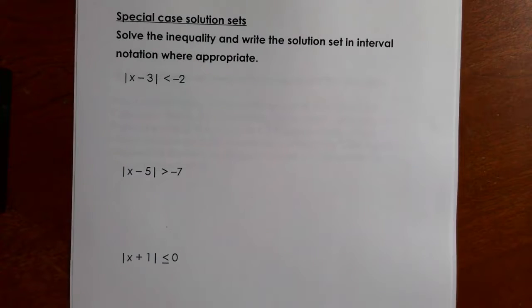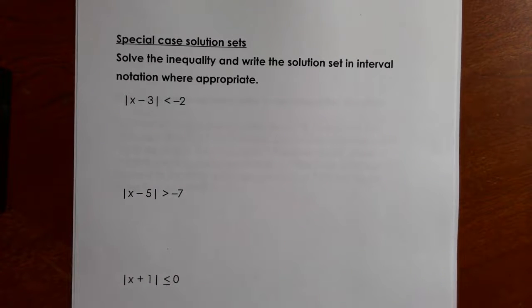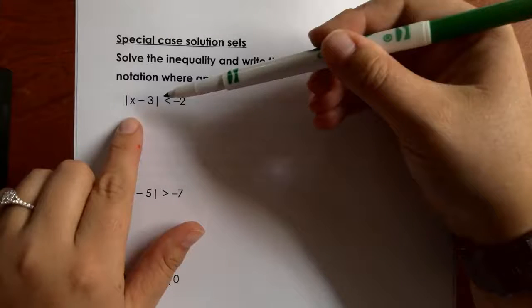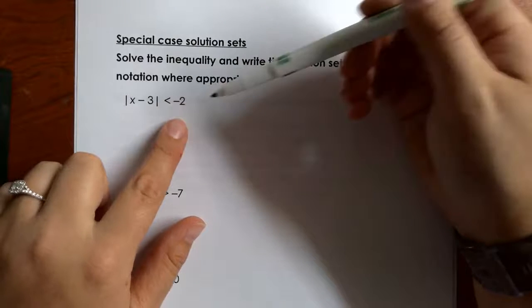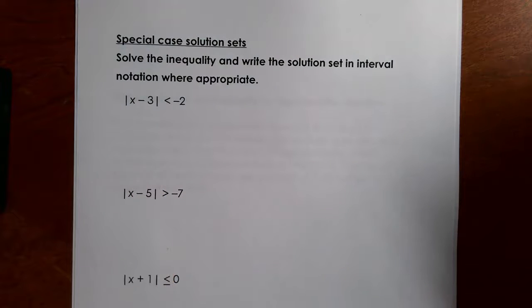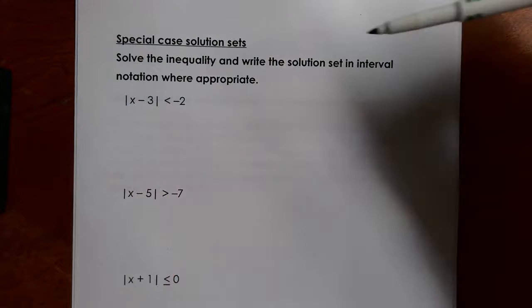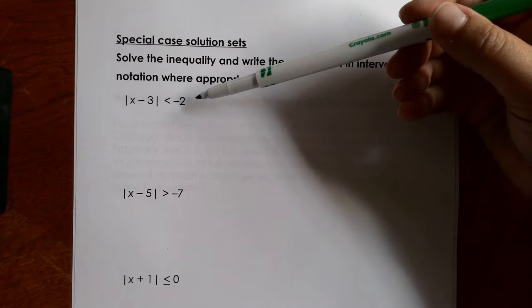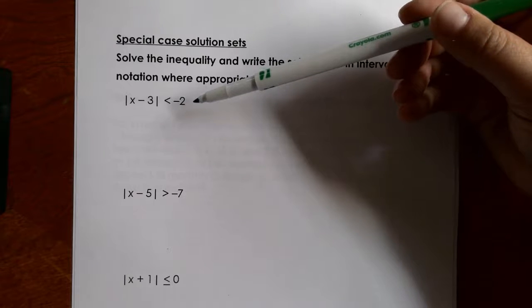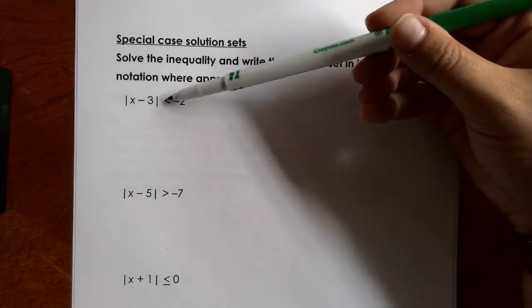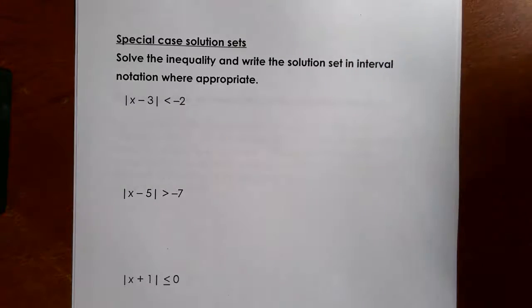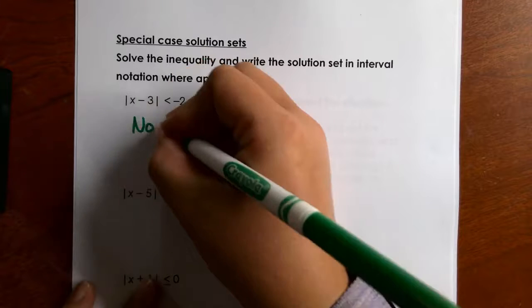There are some special case solutions. We'll solve the inequality and write it in interval notation if we can. So notice that all of these are already solved for the absolute value part. Here I have the absolute value is less than negative 2. Before I do any solving, I need to use a little logic. Well, an absolute value is always positive. When is a positive number less than a negative? Never. There's no solution.